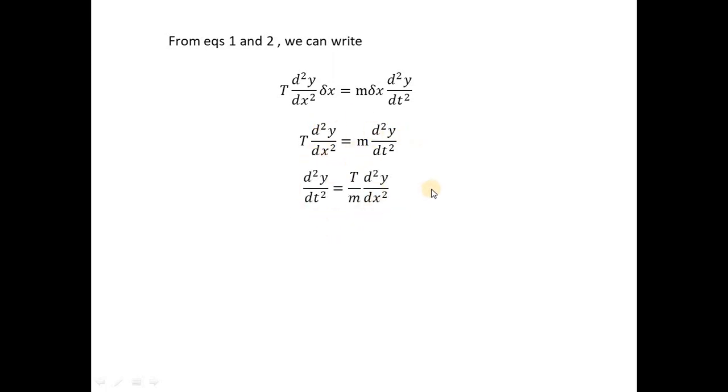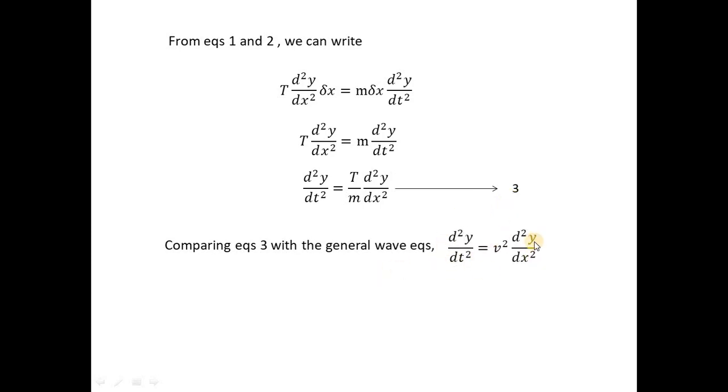From equation 1 and 2 we can write this is equal to this, and further mathematical approach will lead us to this, and further we can rearrange this and we can write it in this form. So let this be equation number 3. Now if we compare this equation 3 with the general wave equation, what is the general wave equation? This is the general wave equation. As you can see here, the format is same as that of equation number 3.